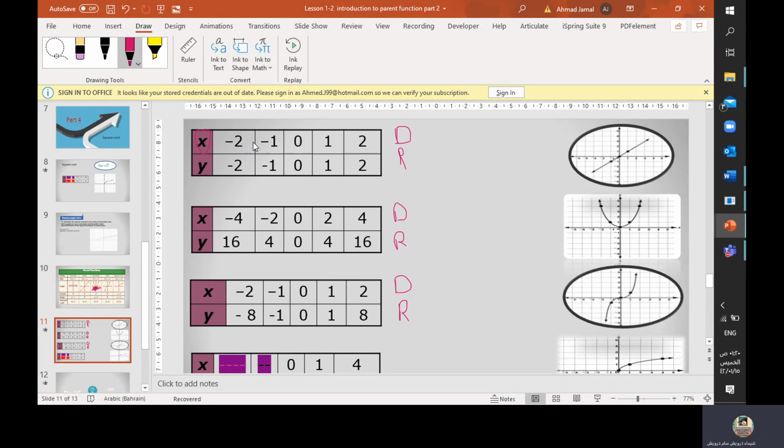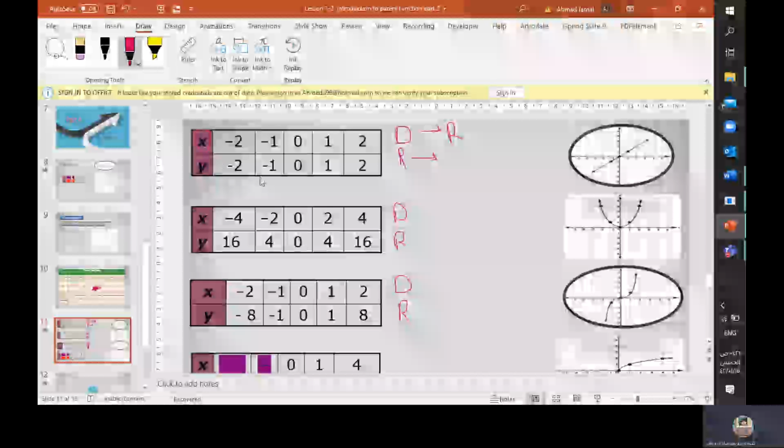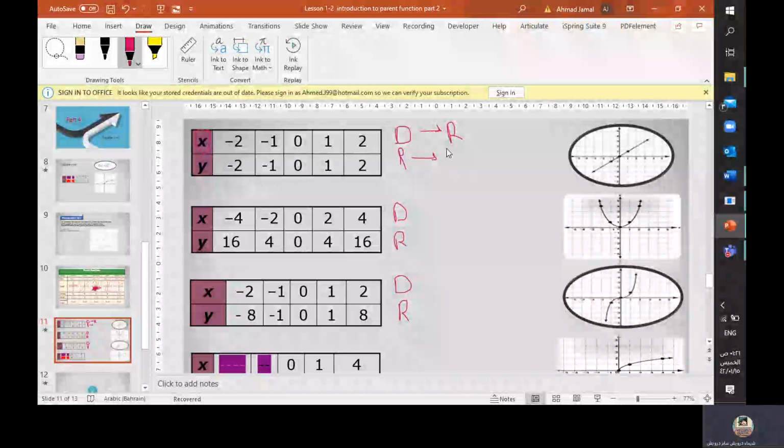Okay. Domain here: are there positive numbers? Yes. Negative numbers? Yes. Plus 0? Yes. So the domain here is R. Range, look here. Positive? Yes. Negative? Yes. 0? Yes. So I have R. If you can't remember the last table, you can find it from this table.